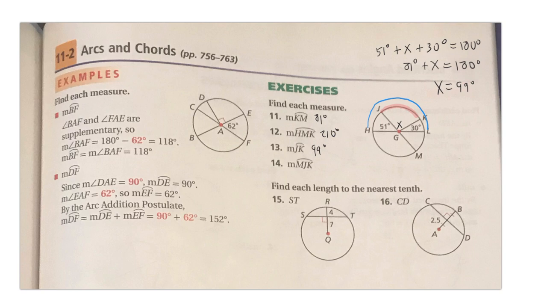With regards to problem number 14, MJK, we are looking at the arc that goes from here through J and then ends on K. Notice the order matters. Whenever they have a letter that's in the middle, that means you must pass through that before you get to K. So it's like a major arc. It goes like that.